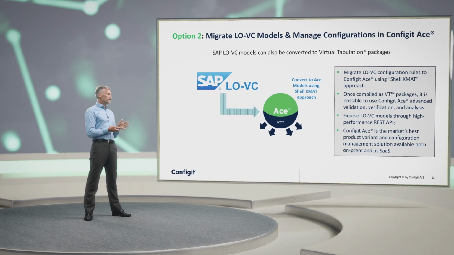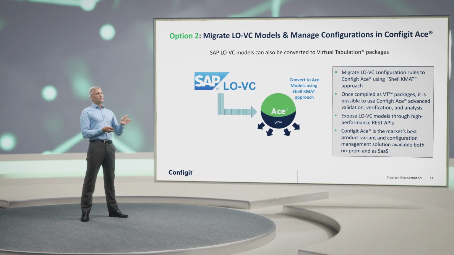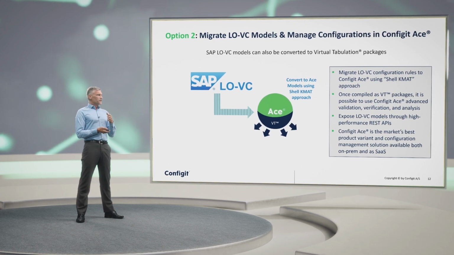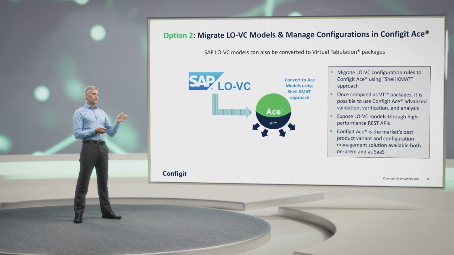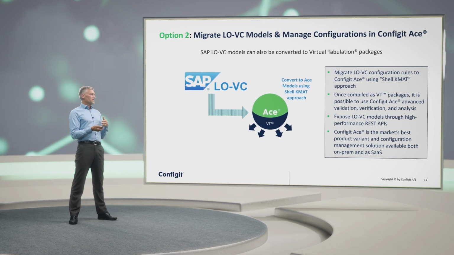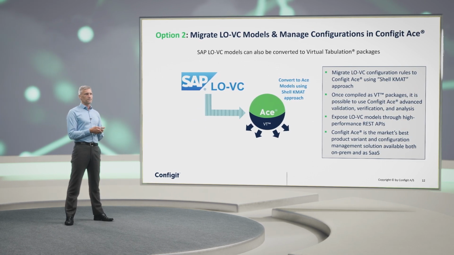And like I said earlier in my presentation, you can actually use this second option here together with the first option. So you basically gradually move more and more models out of LO-VC, the ones that you want to remodel, re-architect. You can do that using this option here, while you still extract some of the existing models using the first option.